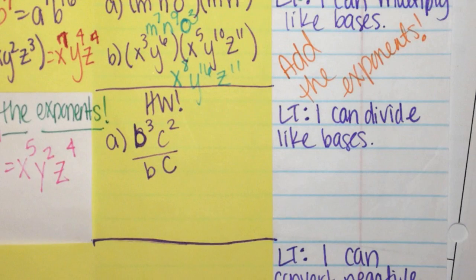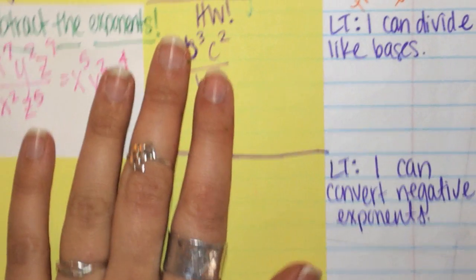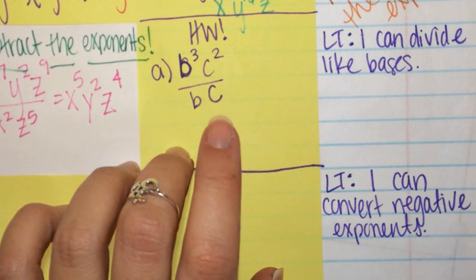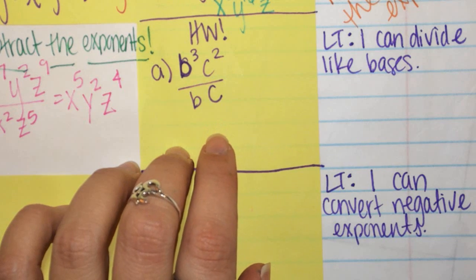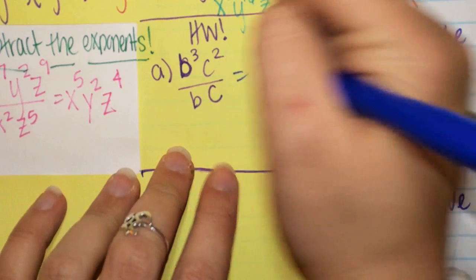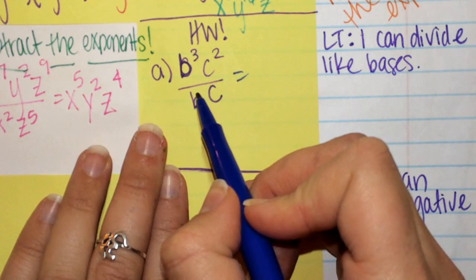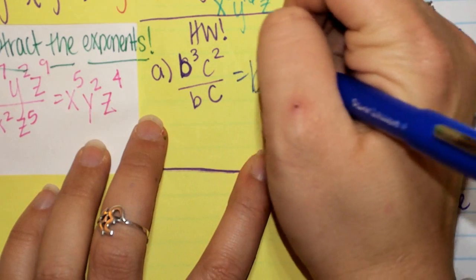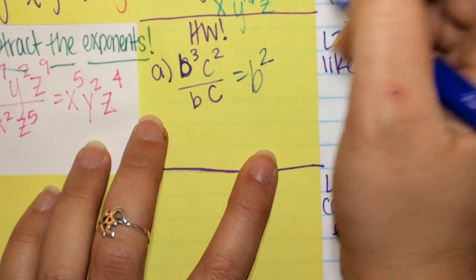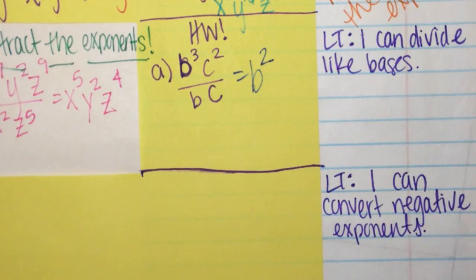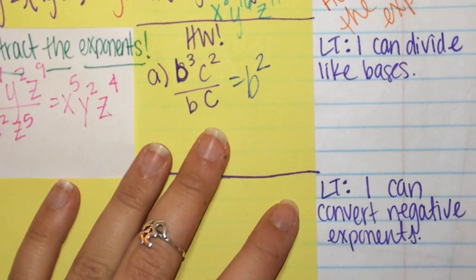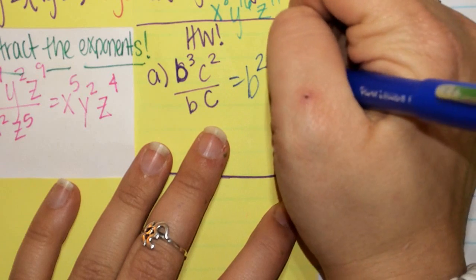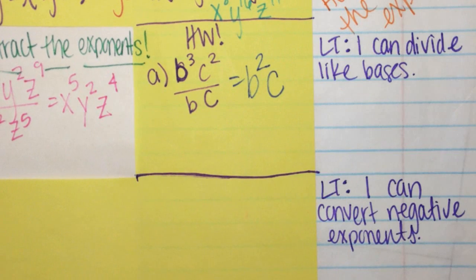Is there one we have to distribute like the exponent? We're not there yet. Alright, now what do we do when we divide like bases? Subtract the exponents. So what is 3 minus 1? 2. So it'll be b to the 6th, b squared. And then what's 2 minus 1? C. So it's just b squared c.